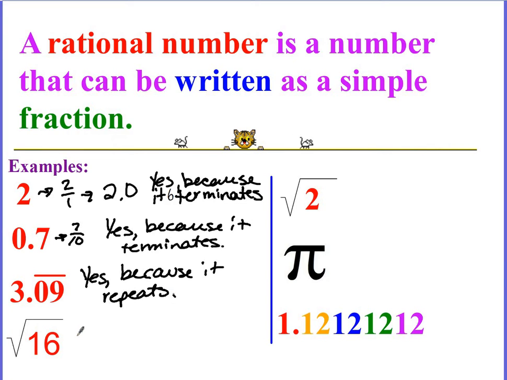The square root of 16. So we actually have to solve this. The square root of 16 is equal to 4. So this terminates. So yes, it is a rational number.